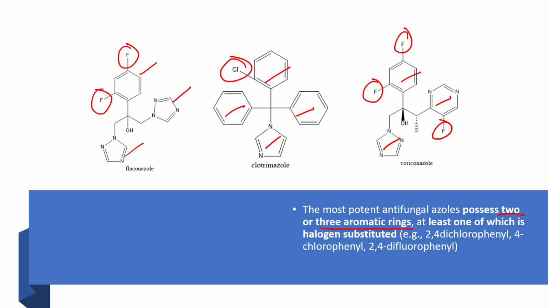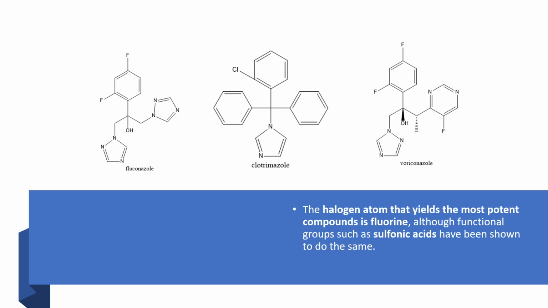Next, the SAR is that the halogen atom that yields the most potent compounds is fluorine, although functional groups such as sulfonic acids have been shown to do the same. So we have the same group of drugs on the screen, and as you can see, fluorine is present in 2 out of 3 structures. This is because fluorine gives the most potent compounds, except for clotrimazole, which has a halogen of chlorine.